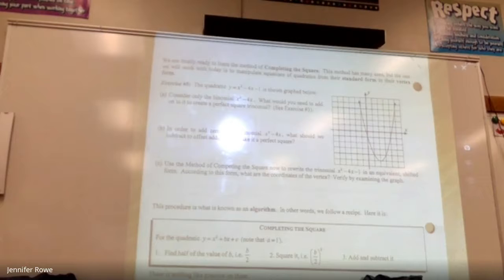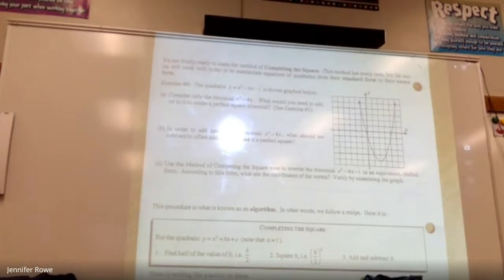We're finally ready to learn the method of completing the square. This method has many uses, but the one we will work with today is to manipulate equations of quadratics from their standard form to their vertex form. Okay. So the quadratic y equals x squared minus 4x minus 1 is shown graphed. Consider only the binomial x squared minus 4x, so we ignore the 1 for right now. What would you need to add to it to create a perfect square trinomial?